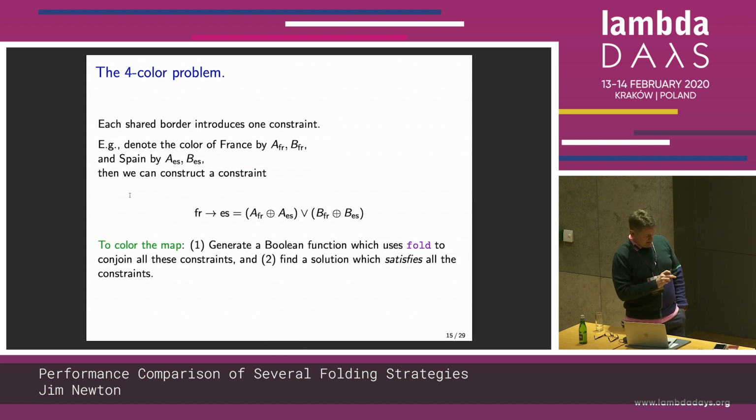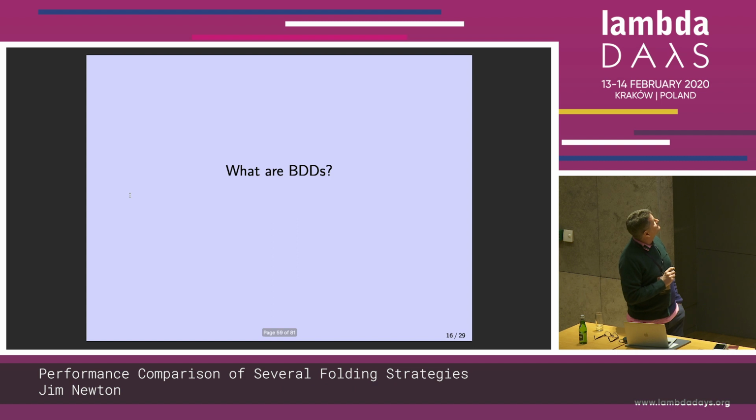And then we generate a Boolean function using fold, iteratively adding the constraints, and at the end we have a Boolean function that we need to satisfy. So the SAT problem is a notoriously difficult problem to solve, but we have a deceptively easy way of doing that. It does deserve the Fields Medal, though. We're going to use BDDs.